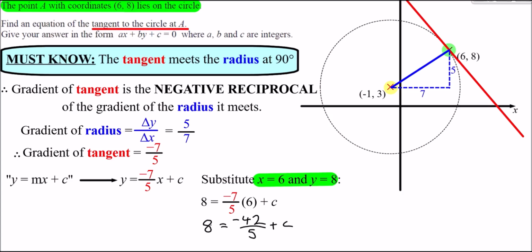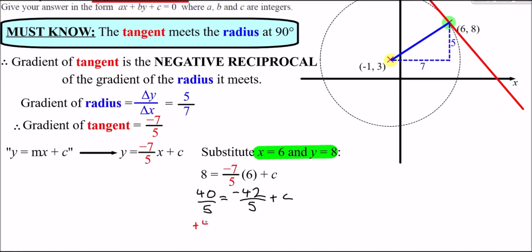8 is a whole number. What I'm going to do, I'm going to rewrite 8 in terms of fifths. Well, 8 is 40 divided by 5. In other words, 8 is 40 fifths. So if we do it this way, we can work out what c is in terms of fifths. So to have c as a subject, we need to get rid of this minus 42 fifths. In other words, we need to add 42 fifths to both sides. And when we do that, we'll see that c is going to be 40 fifths plus 42 fifths, which is 82 fifths.